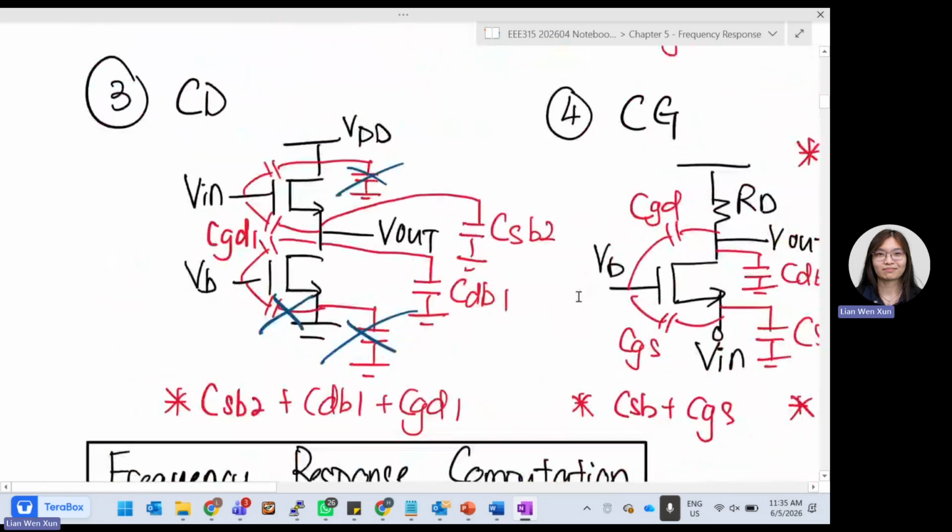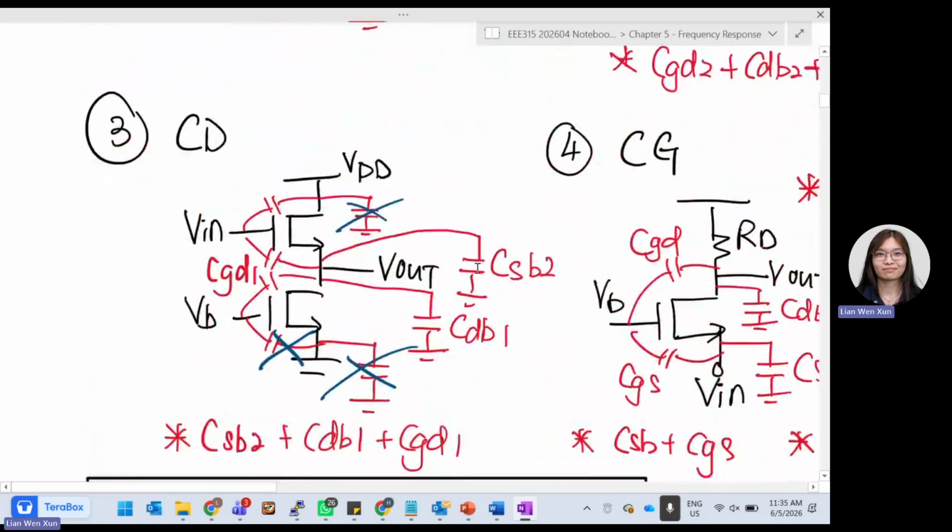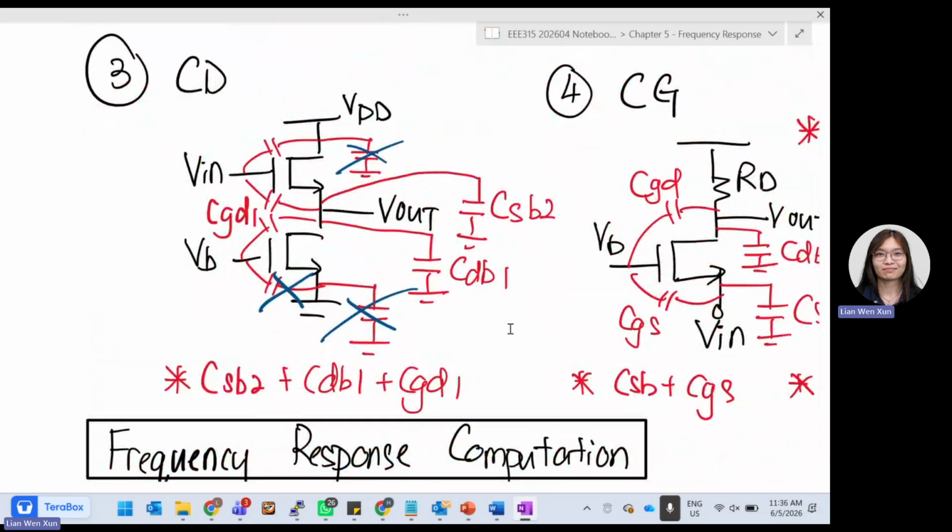The third one is common drain. Common drain means input at the gate, output at the source. So this is common drain. At the bottom, I just have one current source. Again, the top capacitor I can cancel out because both are grounded. At the bottom, VB is grounded in small signal because it's DC. Here is also grounded, so I can cancel this out, and this out. I am left with 1, 2, 3, 4, 5.